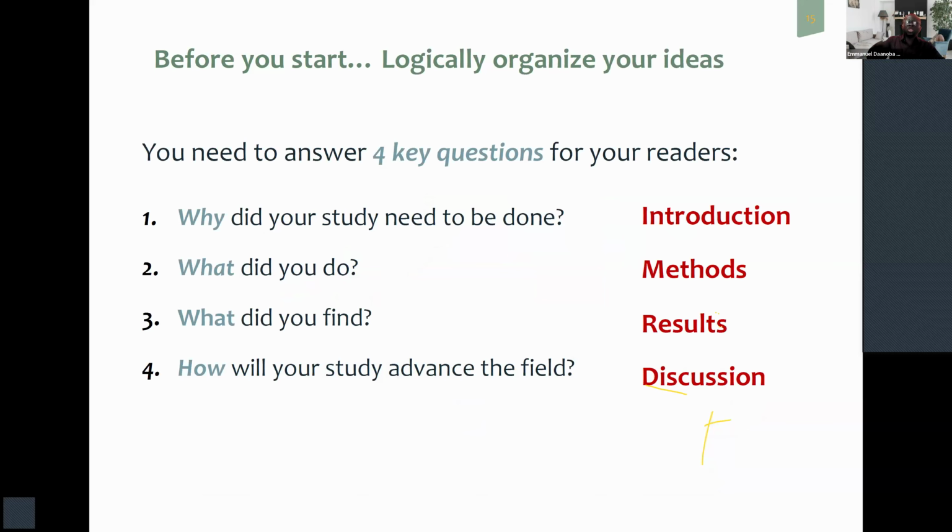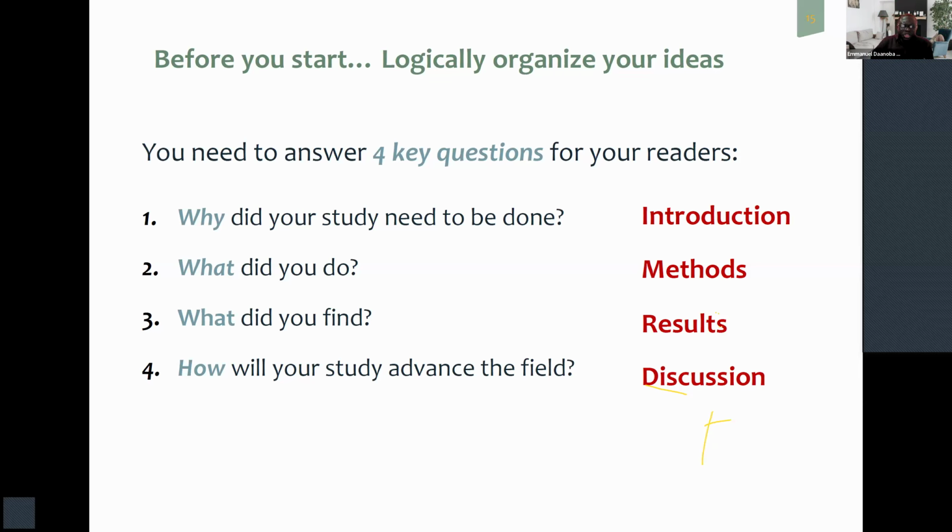Now, you need to also organize your ideas. There are 4 key questions for your readers. Why did your study need to be done? That should be addressed in your introduction. So you remember yesterday I told you that the last paragraph of the introduction should be talking about the problem and the relevance and novelty of the work. So the introduction is where all the literature you've done and the importance of the work should be embedded. What did you do? That is one of the things your readers will be looking at. It is the methods. So it should be featured in the methods.